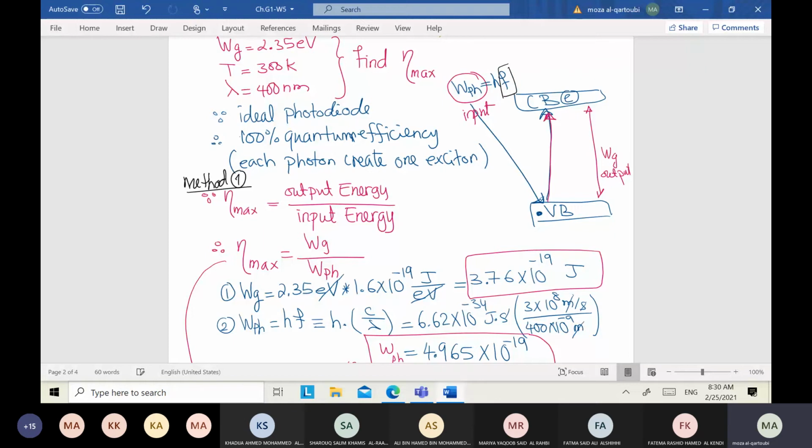We find it from C over lambda. So this is the input value, the input frequency. Also, we have an output frequency here that depends on WG. If we know WG, it means the energy of the photon will leave the valence band to reach the conduction band. So this frequency will depend on F, so we should find a new value of F depending on the energy gap. Okay, so we'll use method number 2, depending on frequency. Method 2.